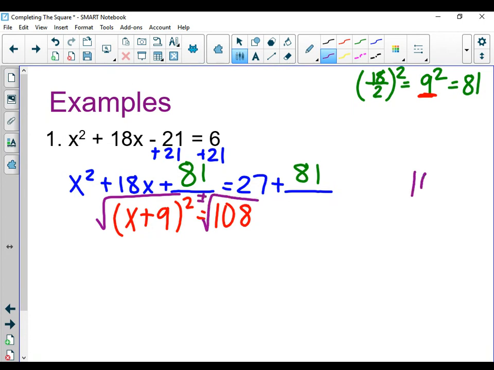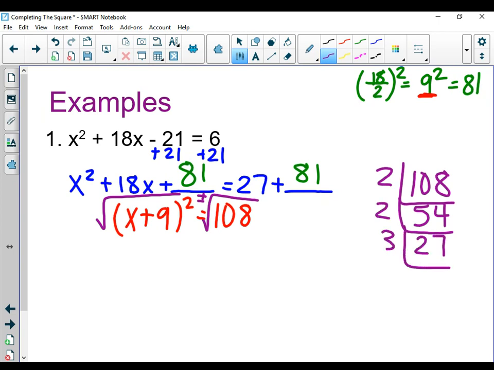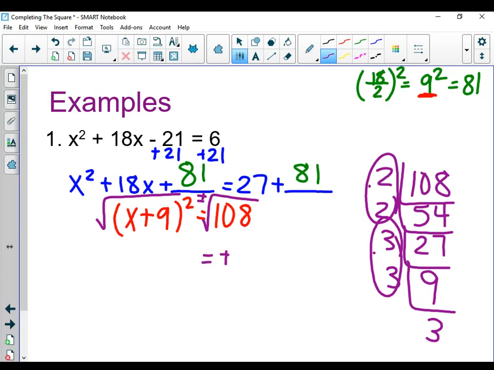Let's go ahead and tackle 108. So if I divide that by 2, I get 54. Divided by 2, I get 27. 3, I get 9. And 3, I get 3. Unless you knew automatically that 36 was the perfect square that went into 108, that's great. If not, take the guessing out of it. Okay? So I have 1 pair of 2s and 1 pair of 3s. So 2 times 3 gets me 6 on the outside.